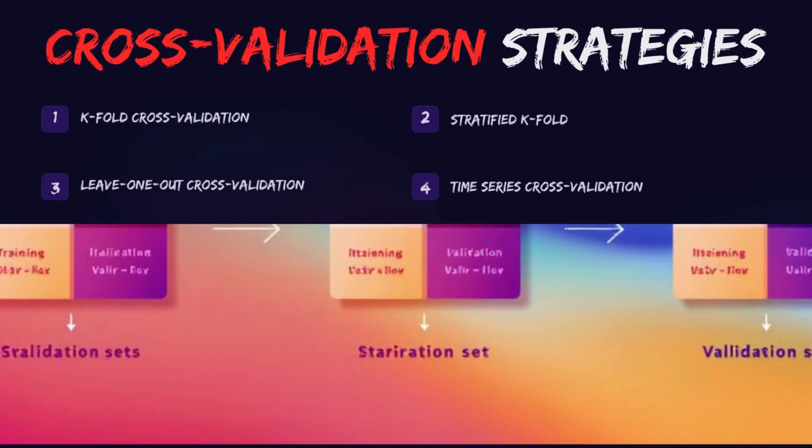K-fold cross-validation. Divide data into K subsets, train on K-1 subsets and validate on the remaining one, rotating K times. Stratified K-fold. Similar to K-fold but ensures each fold has the same proportion of samples for each class as the complete set. Leave-one-out cross-validation. Use all but one sample for training and validate on the left-out sample, repeating for each sample. Time series cross-validation. Specialized technique for time-dependent data, using past observations to predict future ones.